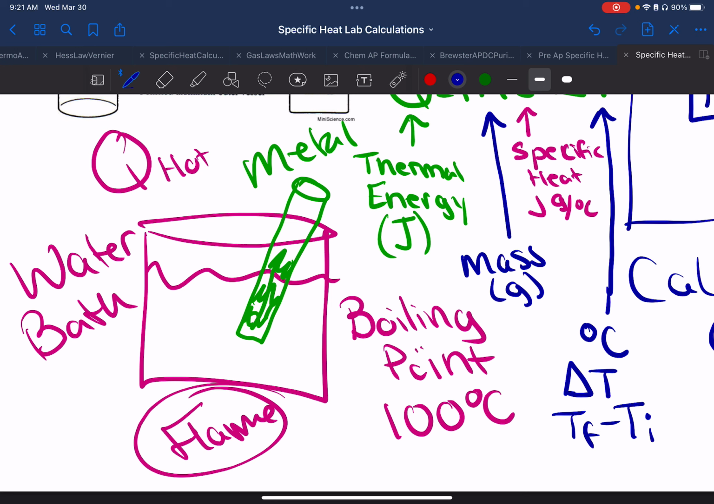We are assuming that all the energy from the water got transferred to the metal. That's why we left it in there for 10 to 15 minutes, to make sure we got a guaranteed transfer of energy from the water to the metal. That's called a water bath. So that's our Q hot.